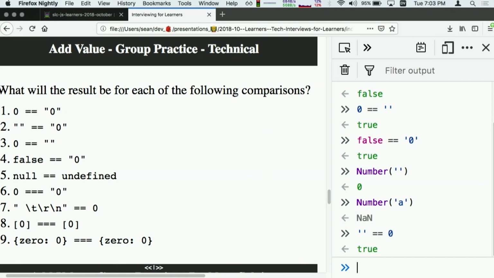Anybody got any other questions on those? Number four is really this one right here. So if and string zero.